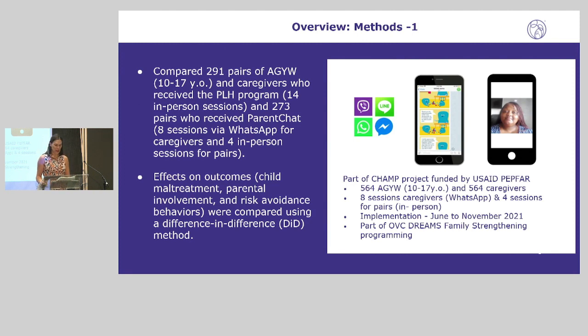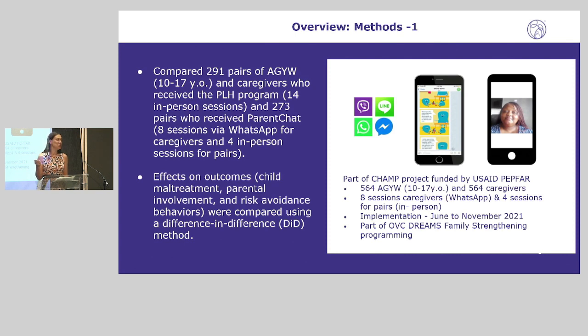So we looked at ways we could address these challenges and partnered with University of Oxford. And as part of a broader research study, we examined the implementation and the effectiveness of two versions of the parenting curriculum, Parenting for Lifelong Health. So we looked at differences in effects between two groups, 291 pairs of AGYW and caregivers who received the original in-person version. This is 14 sessions, all in-person, 10 of which the pairs are combined. They both receive the dosage at the same time. Four sessions are facilitated just with the caregivers and adolescents.